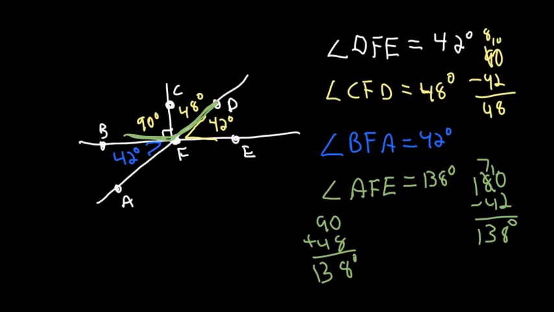So it's just in how you see it. If you see them as being supplementary, then subtract from 180. If you see the vertical angles and you can add them together, then do that. So it's however you see it. But with just one angle measure, we're able to find the degree measure of every other angle in that figure.